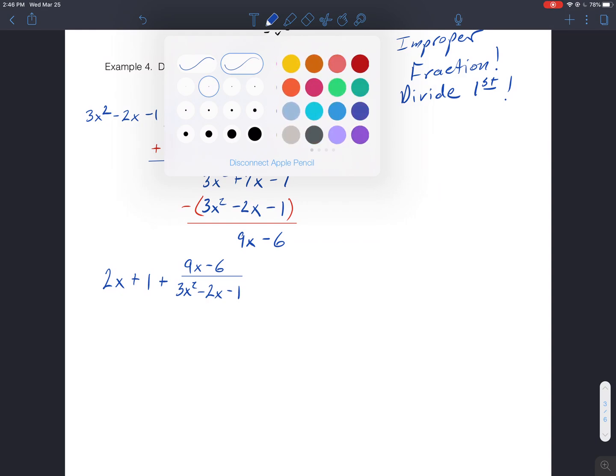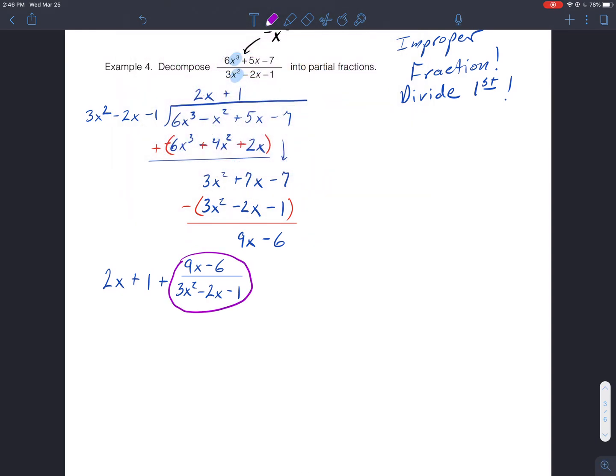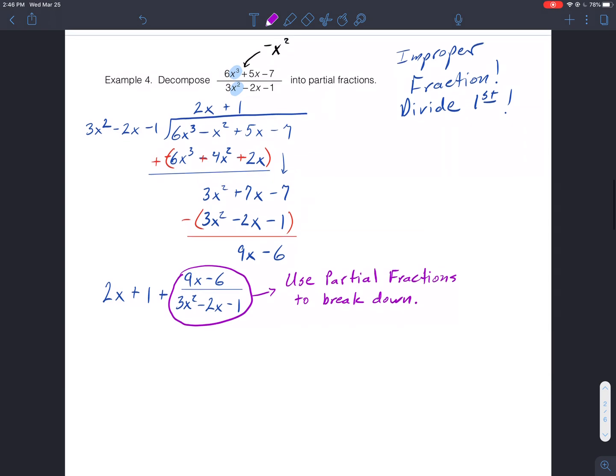Now our job is to break apart this. This is what we are going to use partial fraction decomposition on. All right, so we're going to break down this remainder. Again, what have we said so far in this problem? If your problem is an improper fraction, meaning the degree of the numerator is higher than the degree of the denominator, or equal to, you have to divide first. You start out with division, and then you use your partial fraction decomposition on just the remainder in the problem, not the first part. This is already broken apart. This is already as simple as it gets, 2x plus 1. But here we have to do our partial fractions.